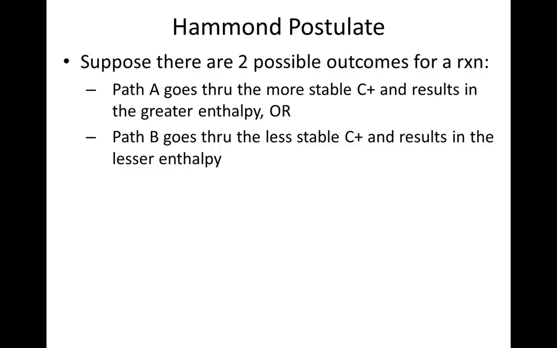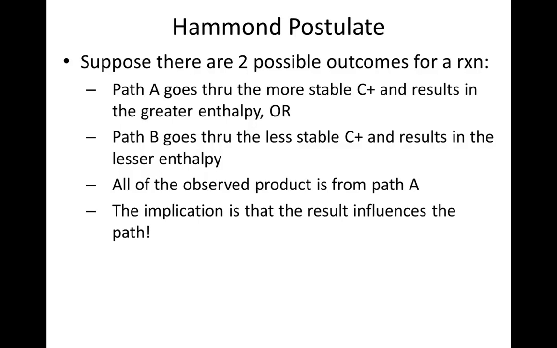And so you're trying to figure out, okay, how do you get it to go through path A, through the more stable carbocation? It turns out that, if it goes that way, then you need to understand how did that more stable carbocation influence the path. That's kind of an astounding thing when you think about it. How did it know?